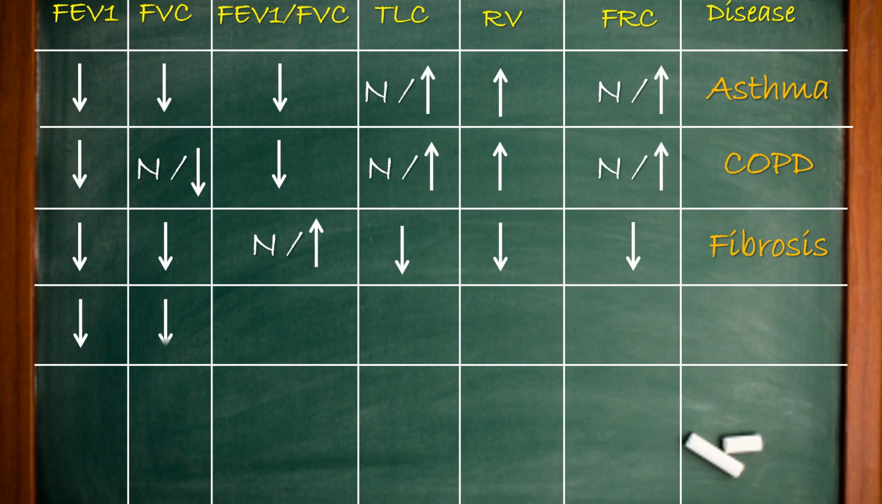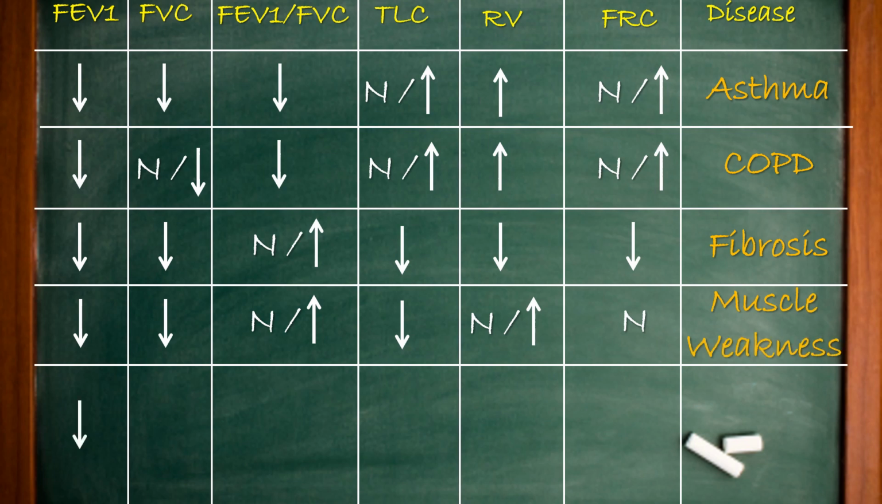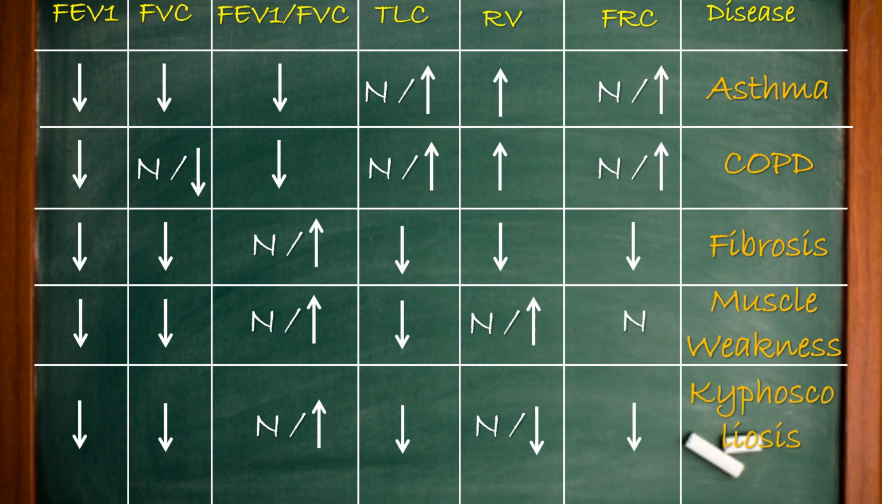A reduced FEV1, FVC with a normal or an increased FEV1 by FVC, a reduced TLC, normal or increased RV and a normal FRC suggests muscular weakness, while a reduced FEV1, FVC with a normal FEV1 by FVC ratio, a normal or a reduced RV and a low FRC suggests kyphoscoliosis.